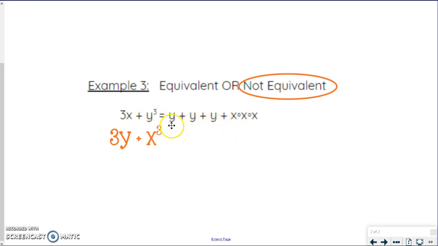Now, I also could change the right side to look like the left side. I could do x plus x plus y times y times y. I could just flip-flop the variables, and then that would be 3x plus y to the third. So you choose what you would like to change, but since they're not equivalent, we did need to change one.